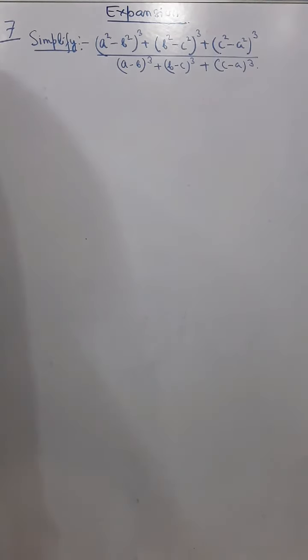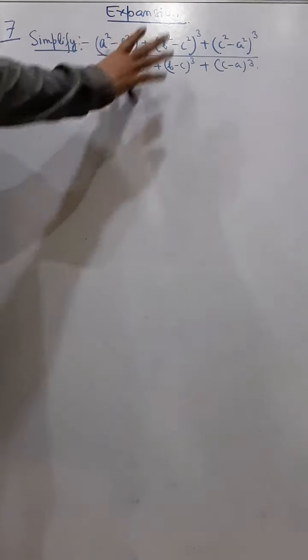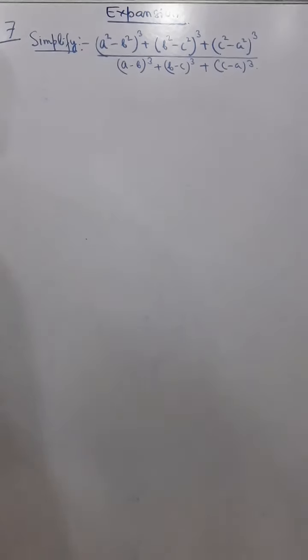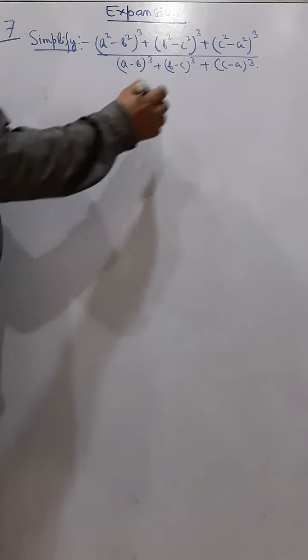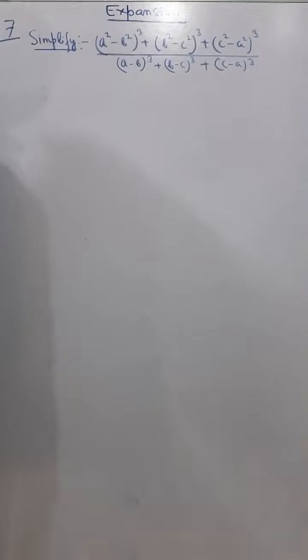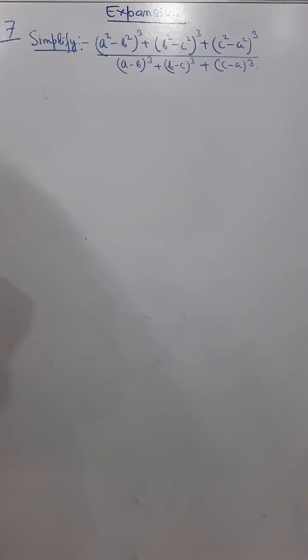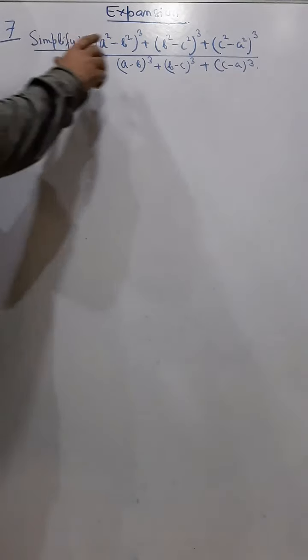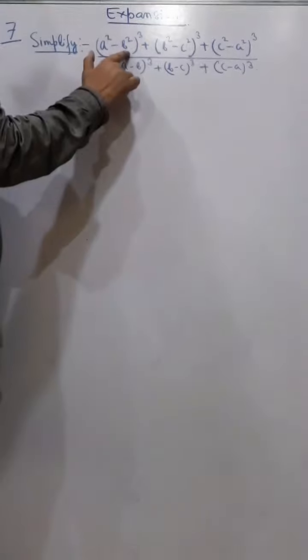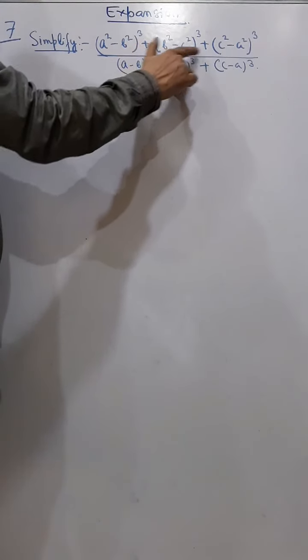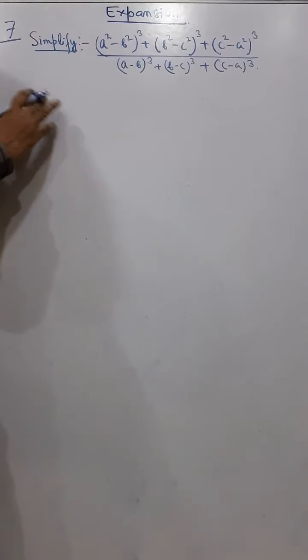Okay, now this sum is very important. It looks complicated, but it's not very complicated. It is also in this format, that if a plus b plus c equals 0, then a cube plus b cube plus c cube equals 3abc. Now if you follow in this sum, just neglect this cube. You see, if a square minus b square plus b square minus c square plus c square minus a square, everything will get cancelled and it will get 0.